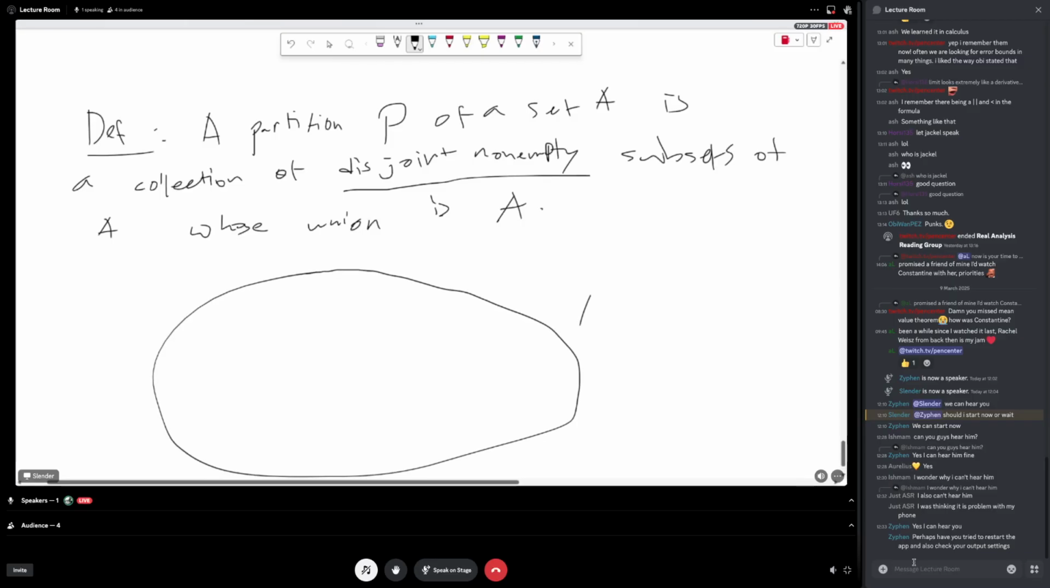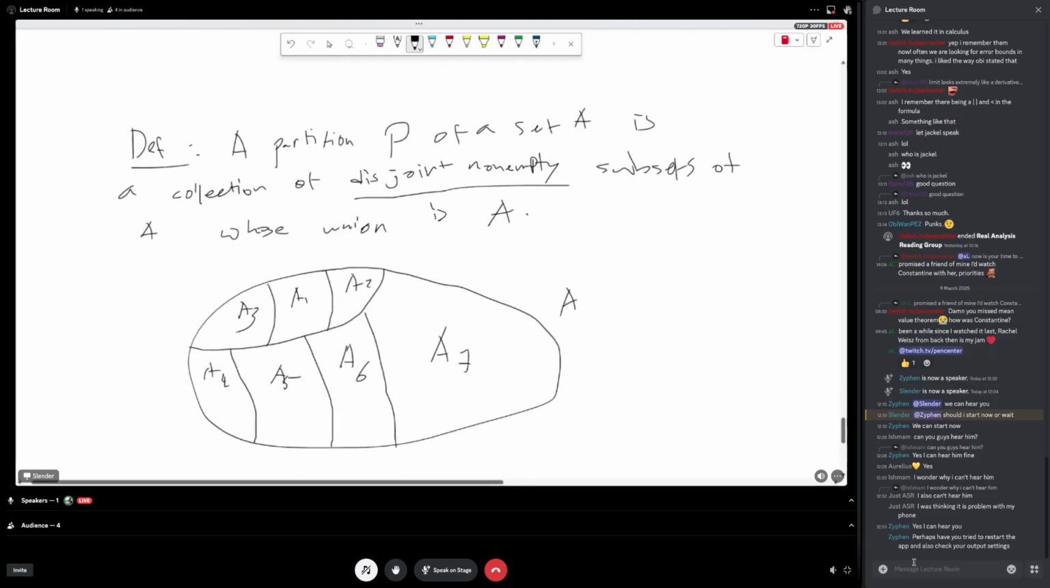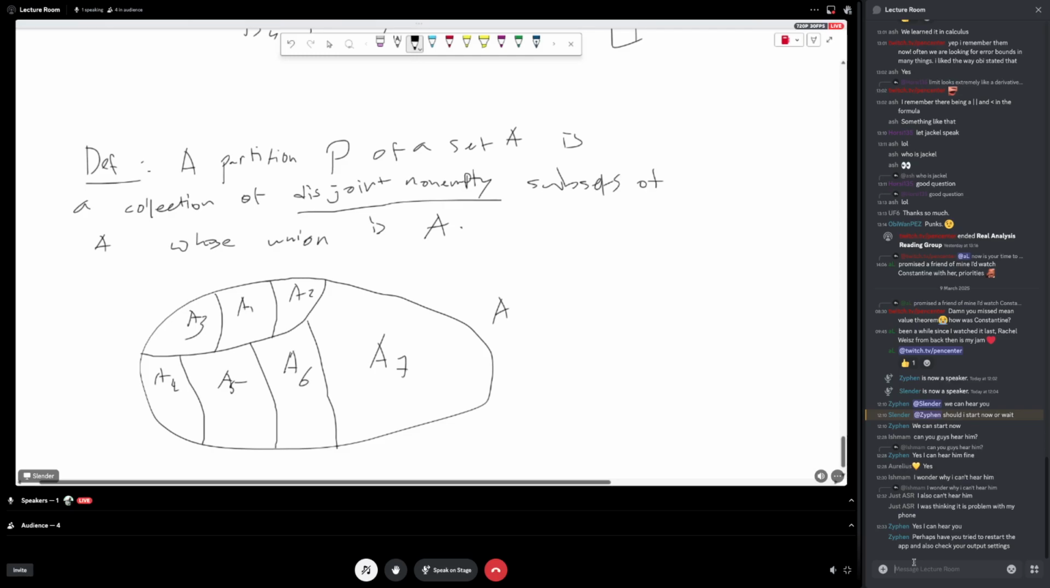So you can imagine a partition as something like this. Let's say this is your set A, and you break this into many different sets. They don't intersect. These are non-empty sets. This is A1, A2, A3, A4, A5, A6. It doesn't matter if they're even or uneven. You just break them apart. So this is a partition. And if you take the union of all of them, it will equal the set A. So that's what a partition is.